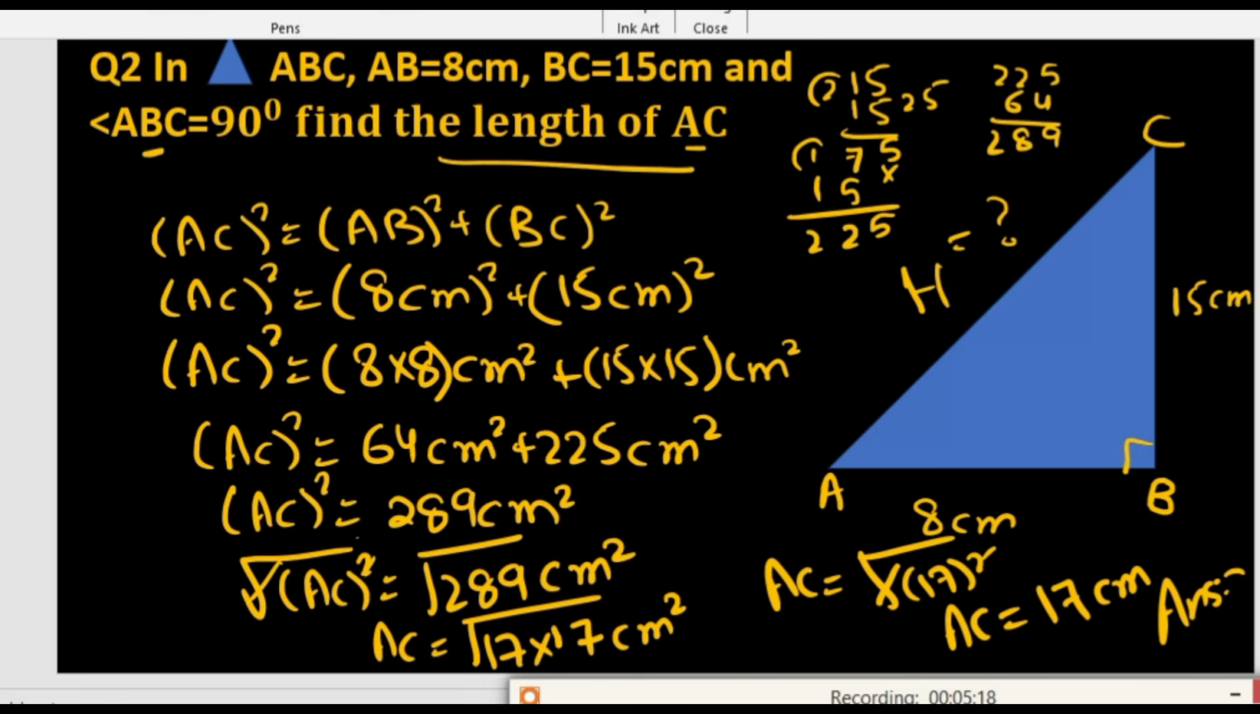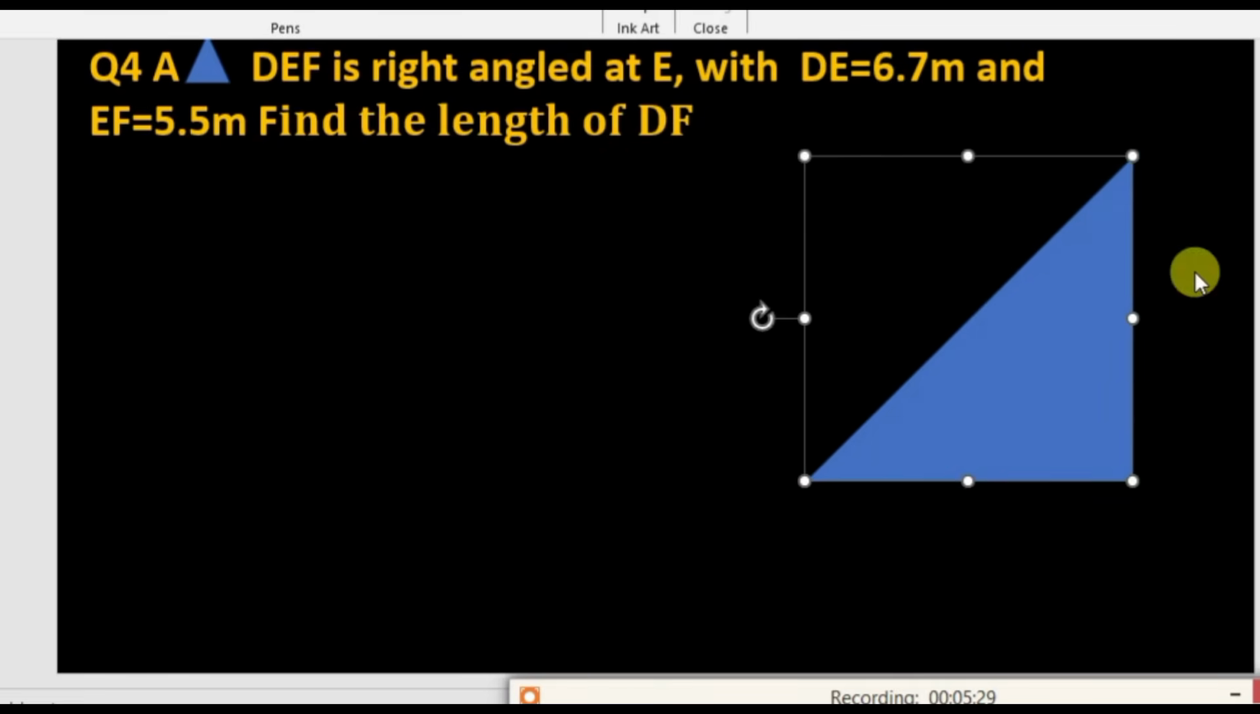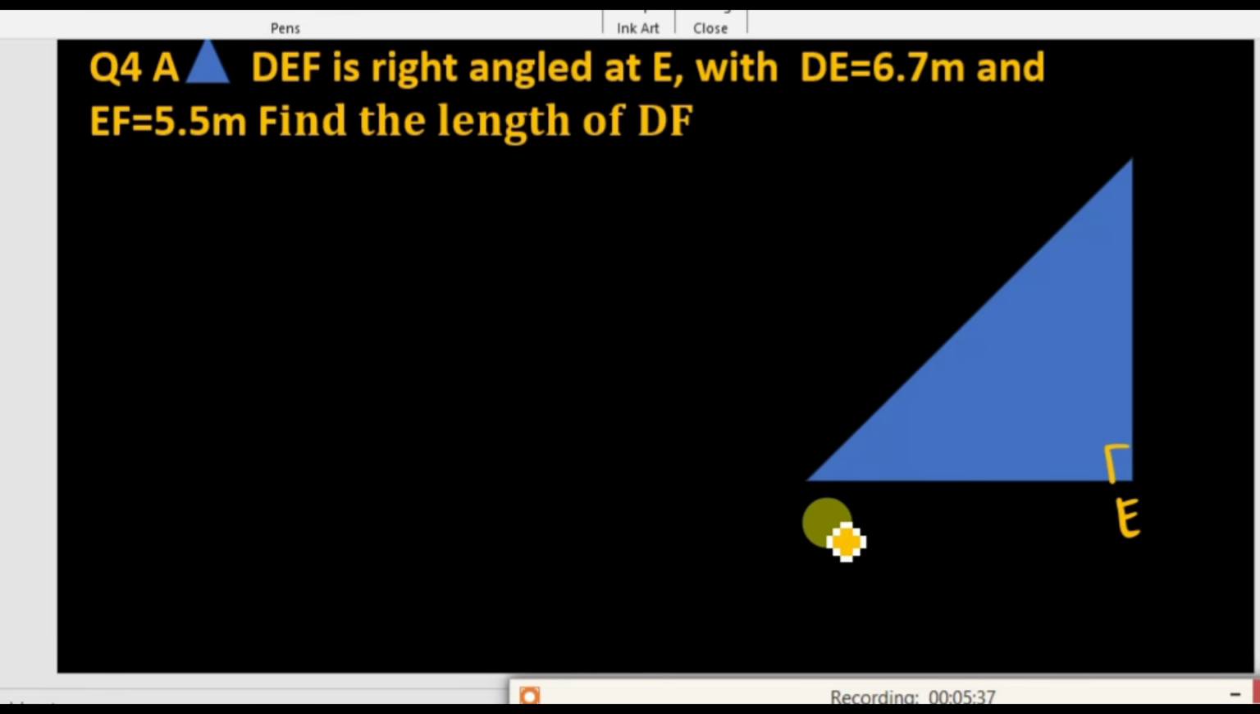Okay, next question is question number 4. A triangle DEF is right angled at E. Okay, right angled at E. So this is our right angle, which makes an angle of 90 degree. It's confirmed, and it's E. Onward, next one is D and F with DE.